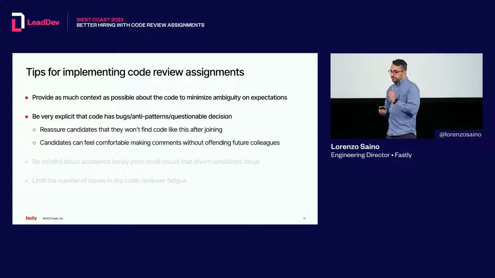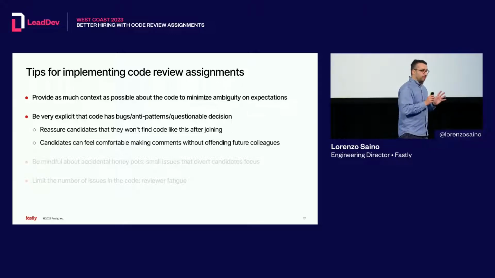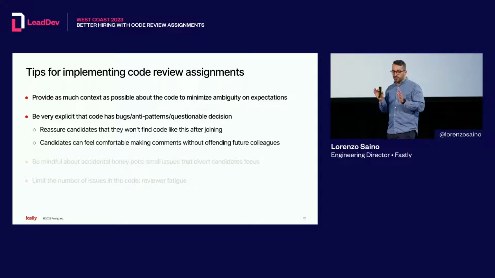Second thing, something that seems obvious, but it's something good that we did, is be very explicit that the code really contains problems, okay? Make clear that a +1 is not an acceptable response. You are supposed to find a lot of problems. And this actually serves two purposes. One, it reassures candidates they're not going to find the same quality of code after joining the company.